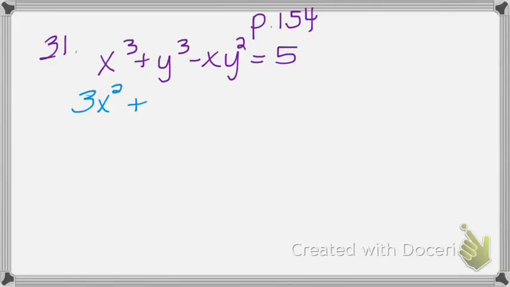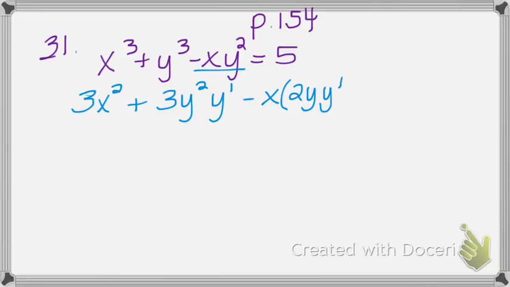So 3x squared plus 3y squared y prime. Do the product rule here first, times the derivative of the second. Don't forget your y prime. Plus, but I got that minus the second times the derivative of the first equals 0.